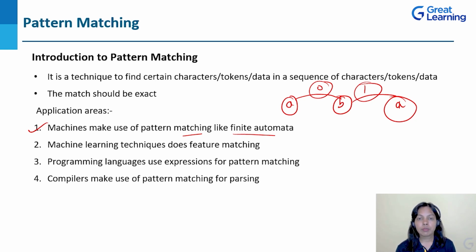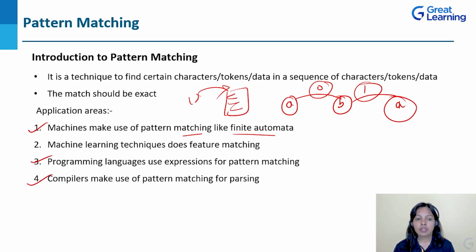Next, even in the machine learning field, the features are selected or found in the given data with the help of pattern matching. Third, various programming languages like Unix, Java, Python have the concept of expressions to perform pattern matching. If you want to look for certain data in a complete file, then these programming languages provide a programming construct in the form of expressions to perform pattern matching and search for a given string in a file.